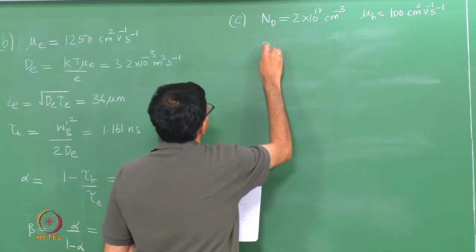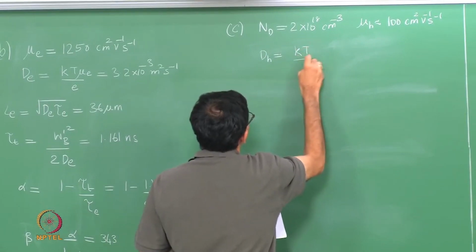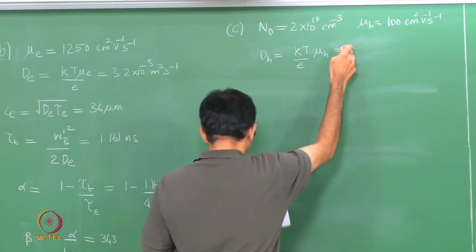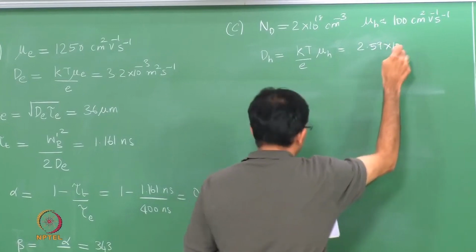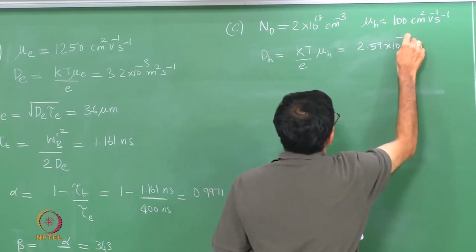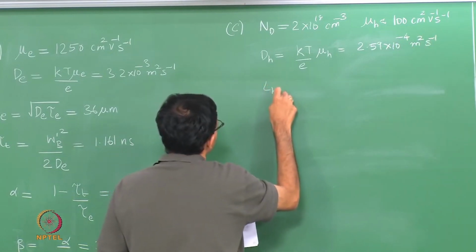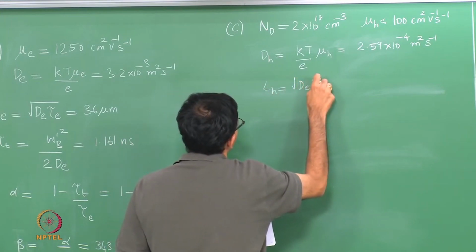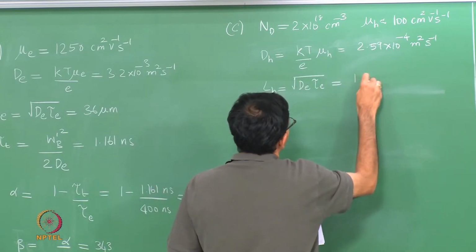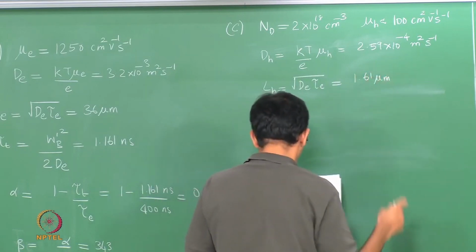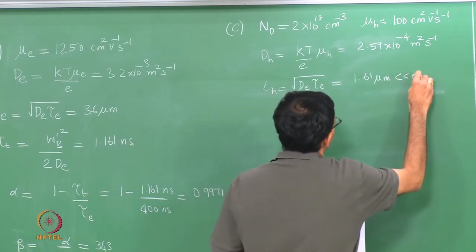So, the first thing to do is to calculate dH. So, dH is kT over E mu h is equal to 2.59 times 10 to the minus 4 meter square per second. So, we can calculate the length. And this length works out to be 1.61 micrometers. So, this is much smaller than the emitter width.